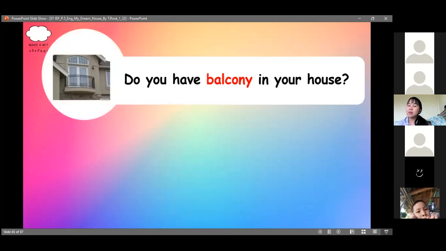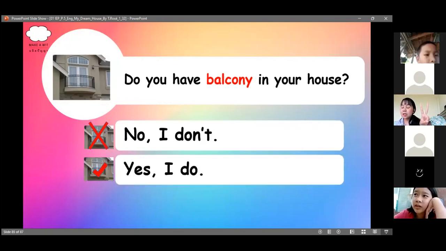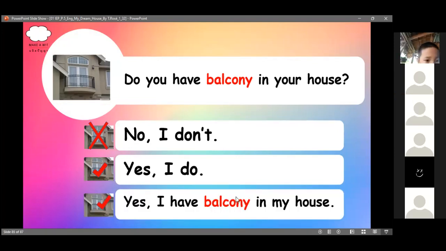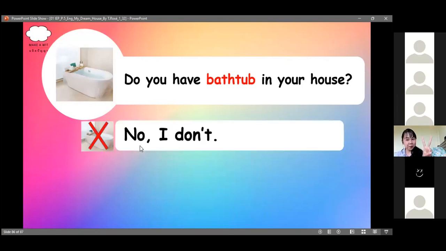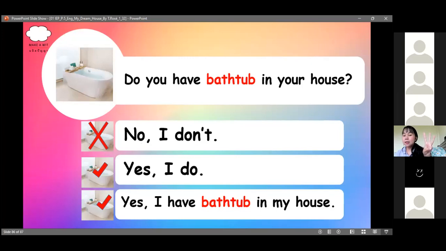Do you have balcony in your house? The first answer: No, I don't. Yes, I do. Yes, I have balcony in my house. Good job. Do you have bathtub in your house? No, I don't. Yes, I do. And the third one: Yes, I have bathtub in my house. Very good. One point for everyone.